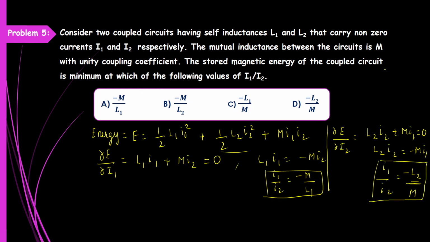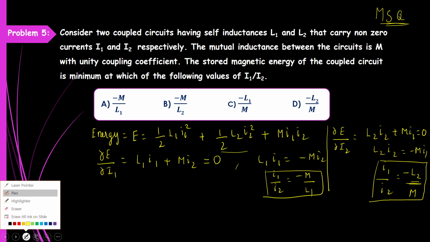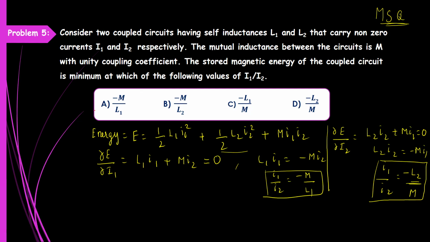So this question is an MSQ type question, multiple select question type. So here two options may be correct. So one answer is minus M by L1, that is in option A. The other answer is minus L2 by M. So that is in option D. So here option A and option D are correct. Okay. So thus we solved 5 problems from circuits and networks.